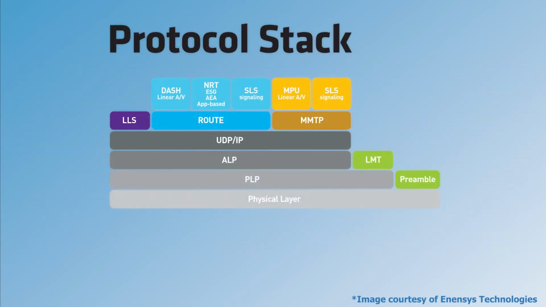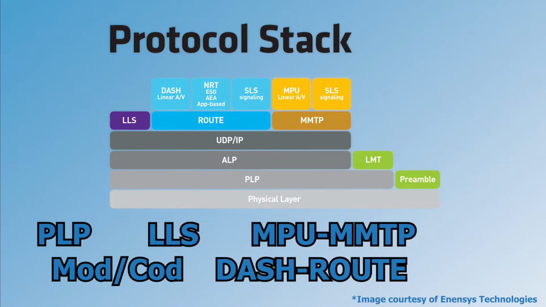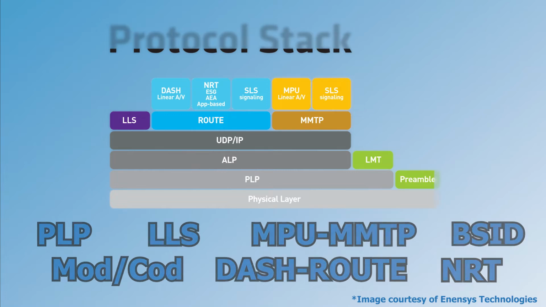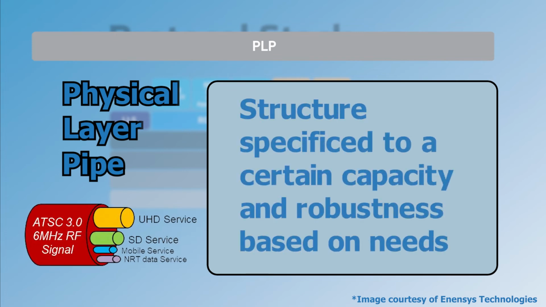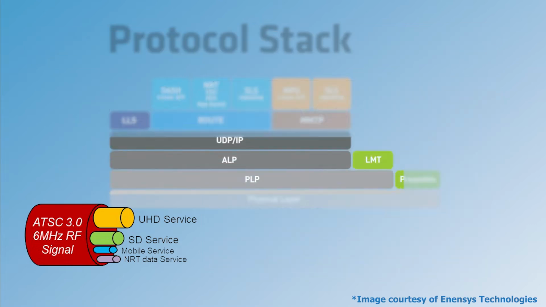In our latest video, we described the ATSC 3.0 stack. This video introduced PLP, ModCod, LLS-route, MPU-MMTP, NRT, and BSID. PLP is the physical layer pipe and is a structure specified to allocate capacity and robustness that can be adjusted to a broadcaster's needs via the ModCod. The maximum number of PLPs in an RF channel is 64. Receivers are expected to be able to decode at least 4 PLPs in parallel.